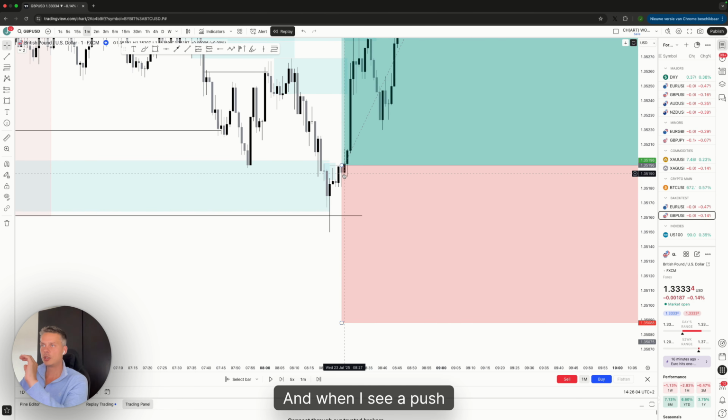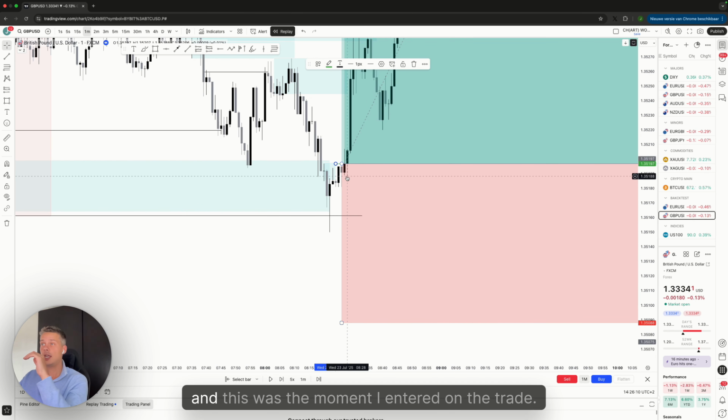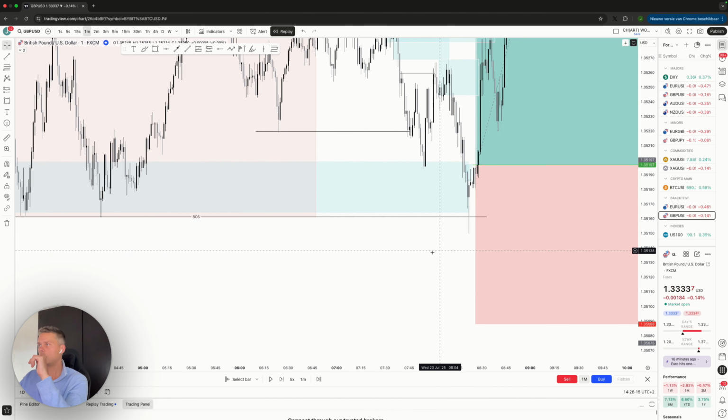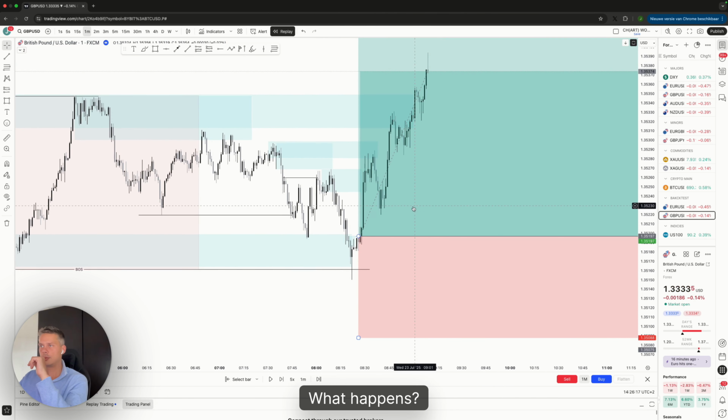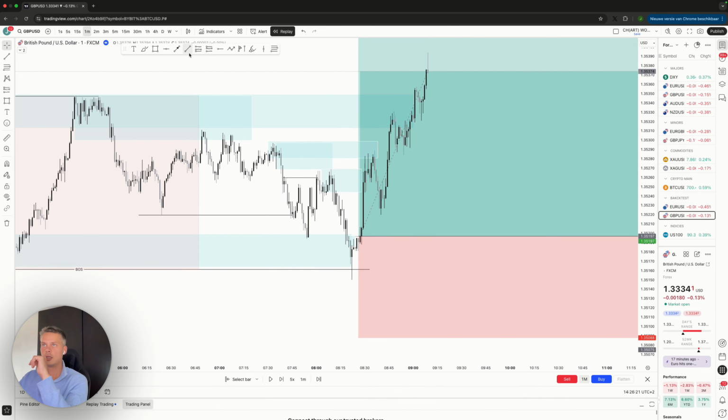And when I see a push coming up, I saw this wick, price came down. My exact entry was here, to be honest. It came down, and this was the moment I entered on the trade. Almost no drawdown. Easy. What happens? Price spikes up, very aggressive, into this 1-minute supply. What do we have, right?